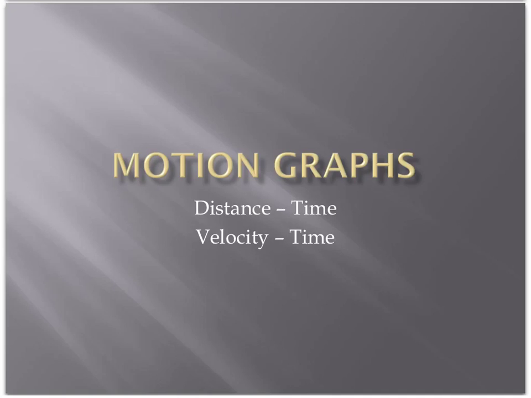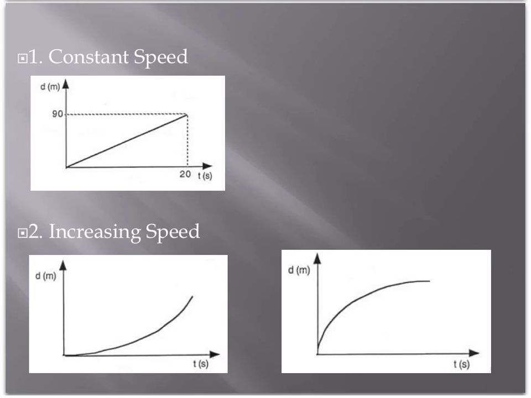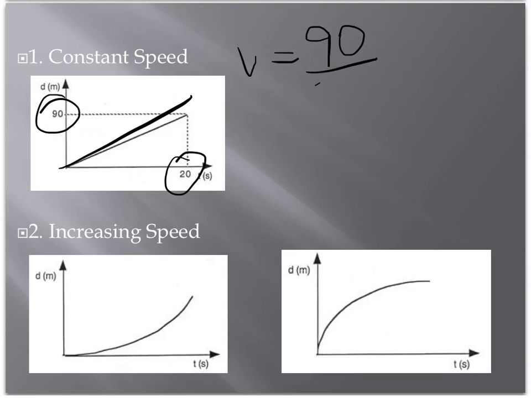Okay, we're going to be concerned with 2 types of motion graphs: distance time graphs and velocity time graphs. So, first of all, starting with distance time graphs, here are 3 examples. First one is constant speed. And you can see that it's a straight line graph, starting from 0 going up in a straight line. It does 90 meters in a time of 20 seconds. So we could actually calculate what that constant speed is as v equals 90, the distance, divided by 20, the time. To find that out, your calculator should show you 4.5.